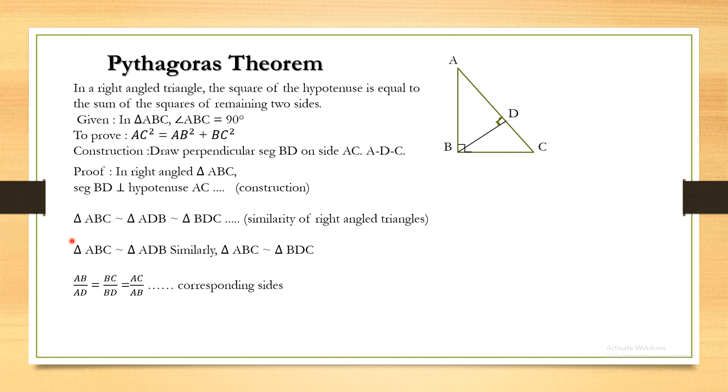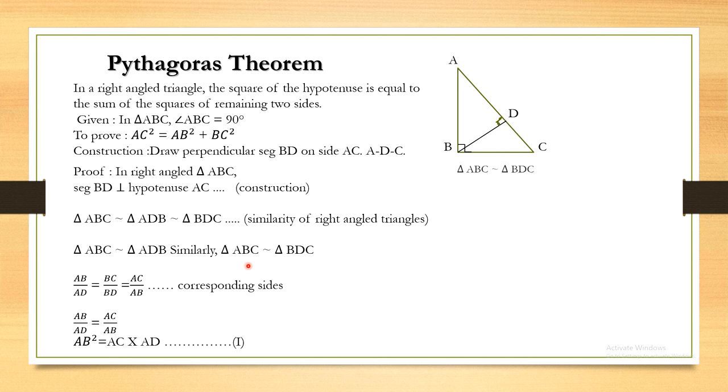If these triangles are similar, then corresponding sides are in proportion. So write down all the ratios: AB upon AD equal to BC upon BD equal to AC upon AB. Now we have to pick only the first and third ratio, because AB and AB are common. So by cross multiplication we get AB square equal to AC into AD. Call it the first equation.